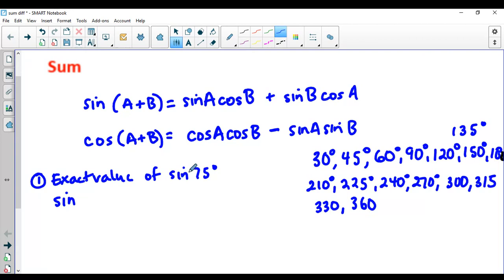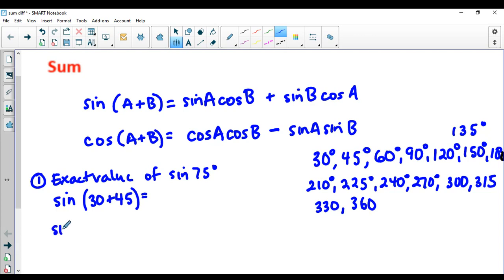Now I want the exact value of 75. The sum identity says if you can decompose the angle into two angles that are on the unit circle, then you can use the identity above. Let me show you how that works. 75 can be decomposed into 30 and 45. This is an easy one because there are not too many options. You're going to see in other examples that you have many options, but I wanted to start with the simple one.